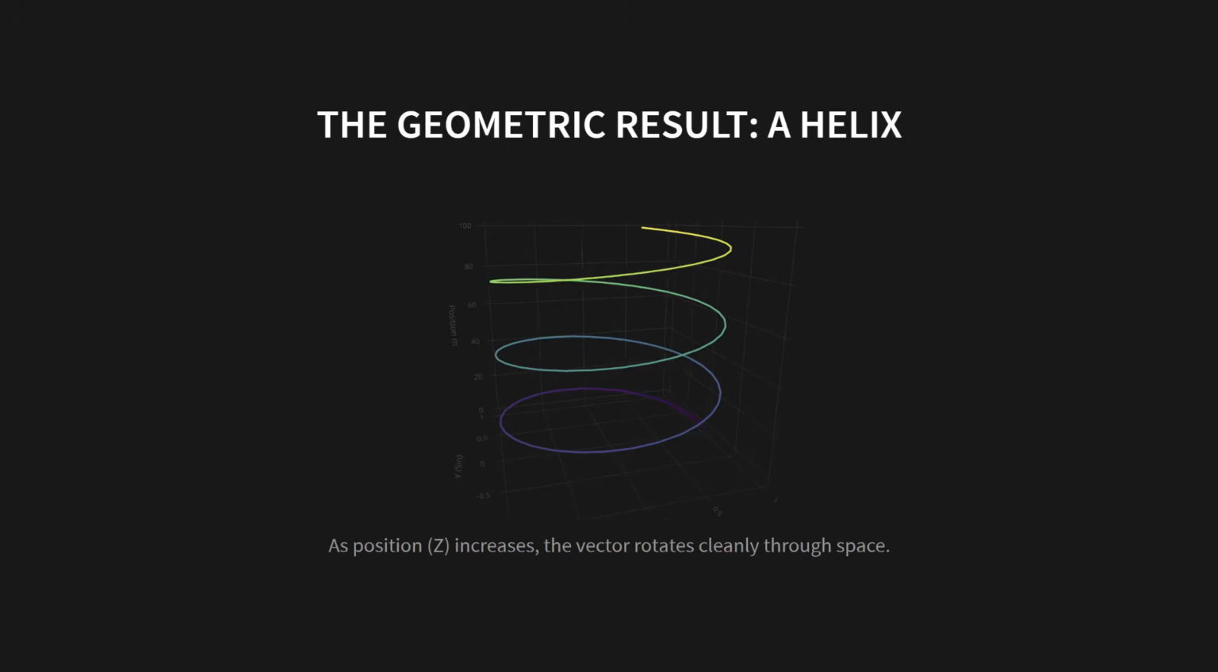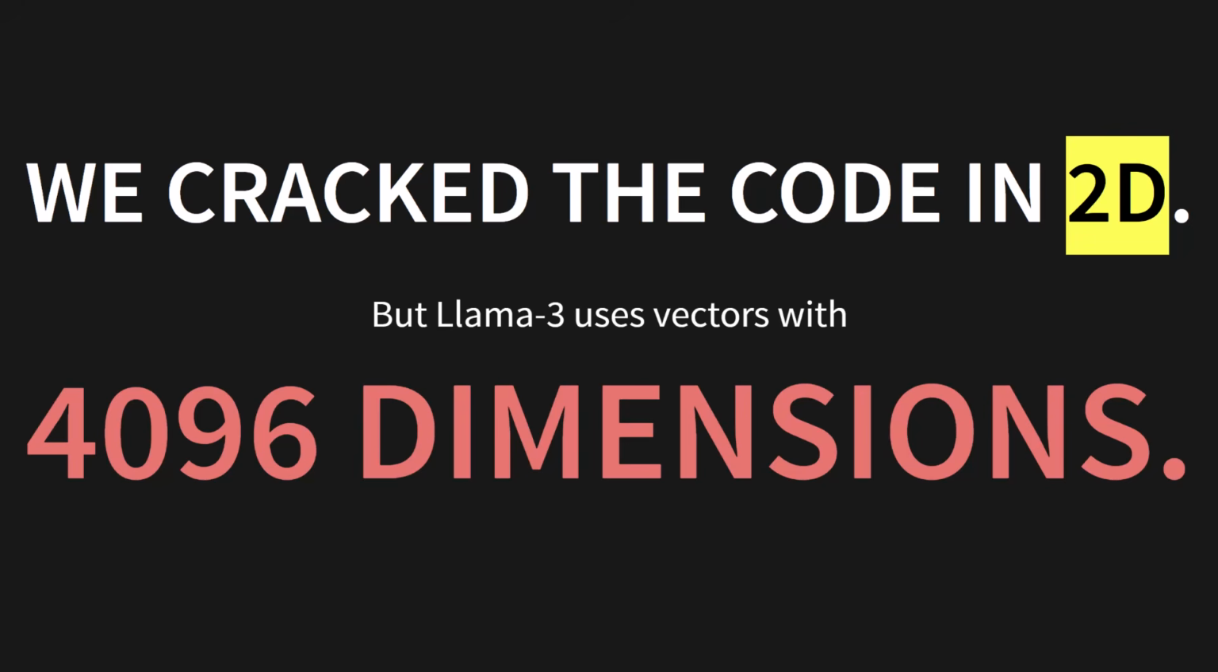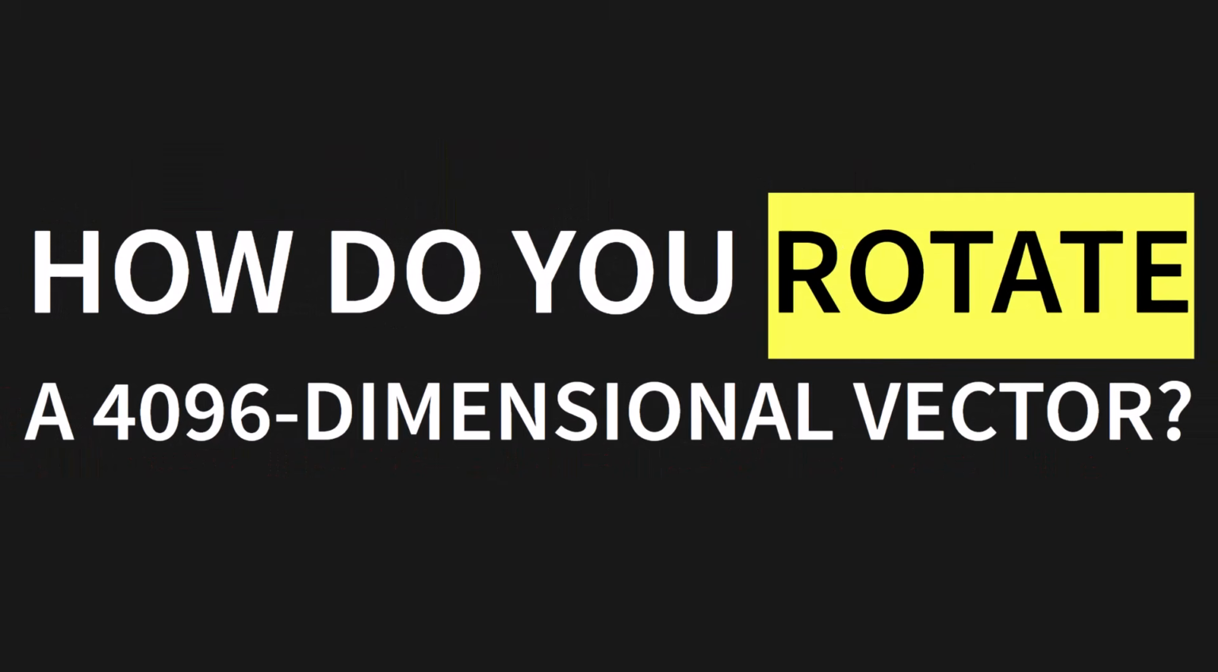So, we've cracked the code. We've figured out how to encode position without destroying meaning in 2 dimensions. But here is the challenge. Llama 3 and models like it don't use 2D vectors. They use vectors with 4,096 dimensions. How do you rotate a 4,096 dimensional vector? I mean, seriously think about that. A direct approach would be a 4096 by 4096 matrix.